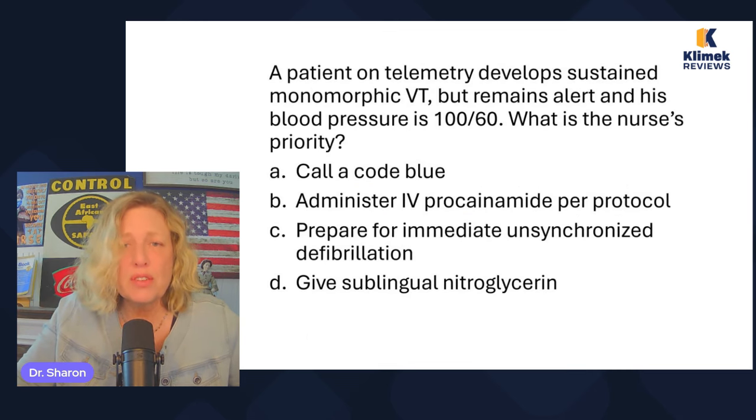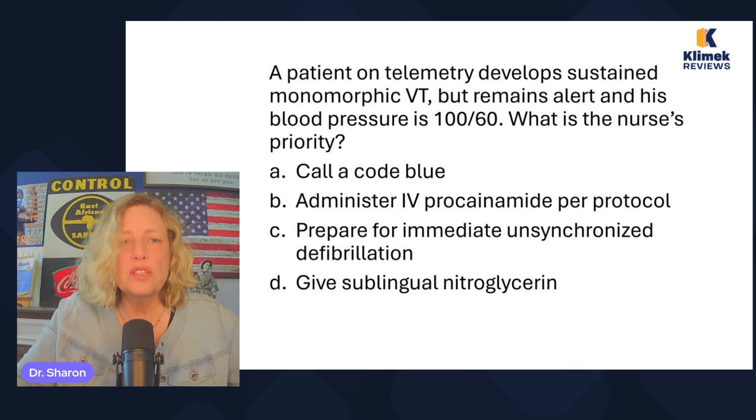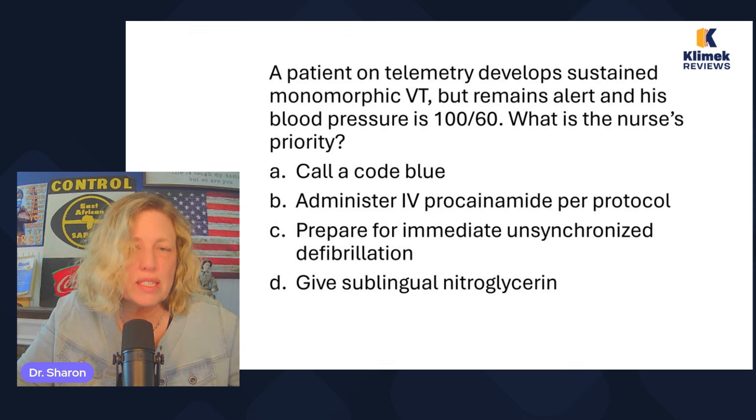A patient on telemetry develops sustained monomorphic ventricular tachycardia, but remains alert and his blood pressure is 100/60. What is the nurse's priority? Call a code blue, administer IV procainamide per protocol, prepare for immediate unsynchronized defibrillation, give sublingual nitroglycerin.